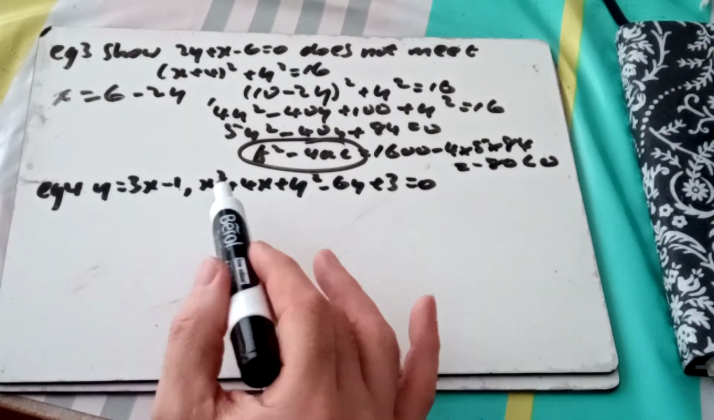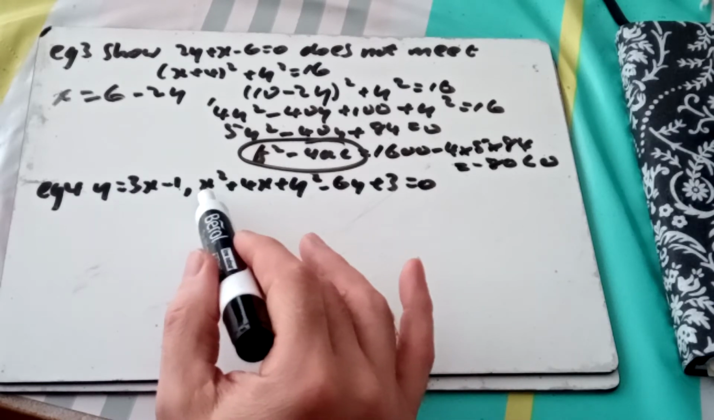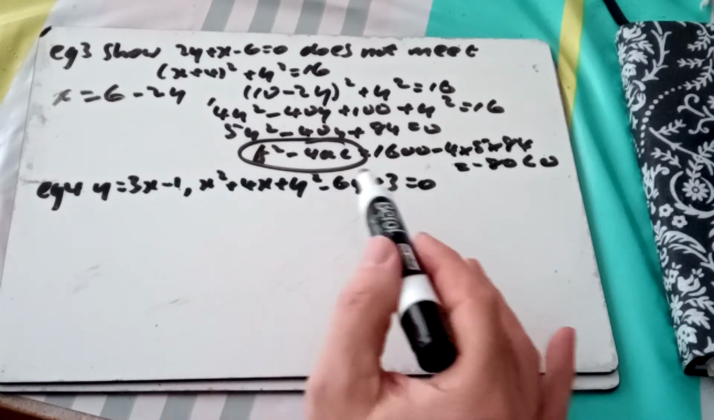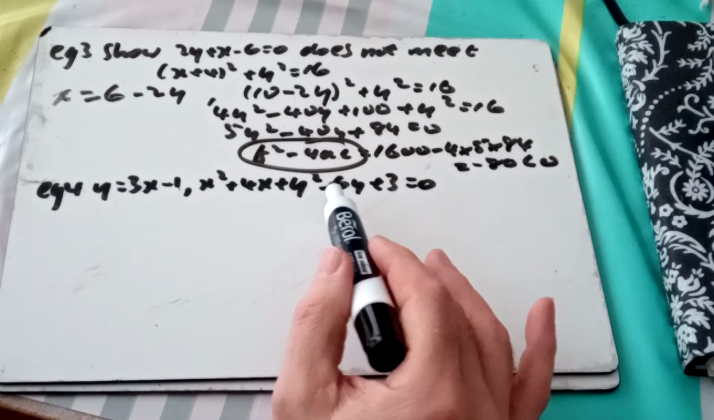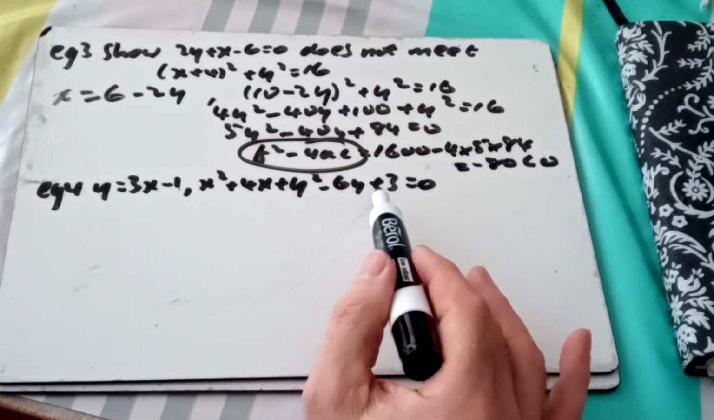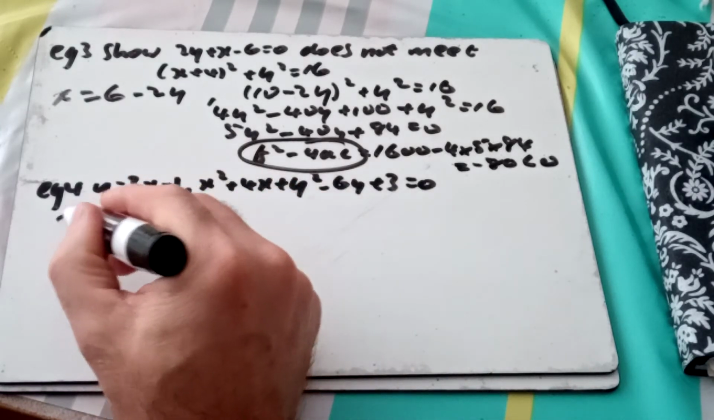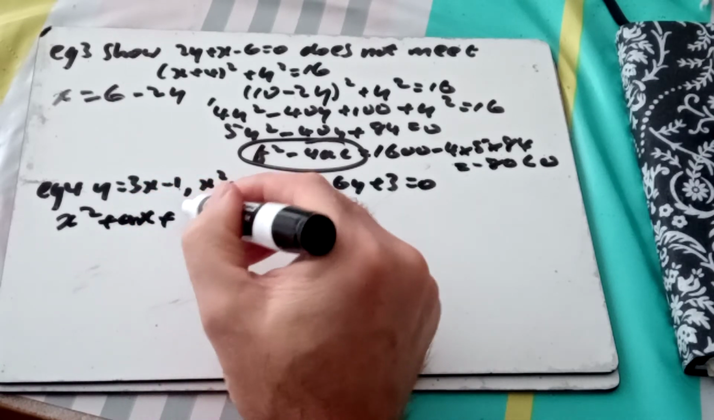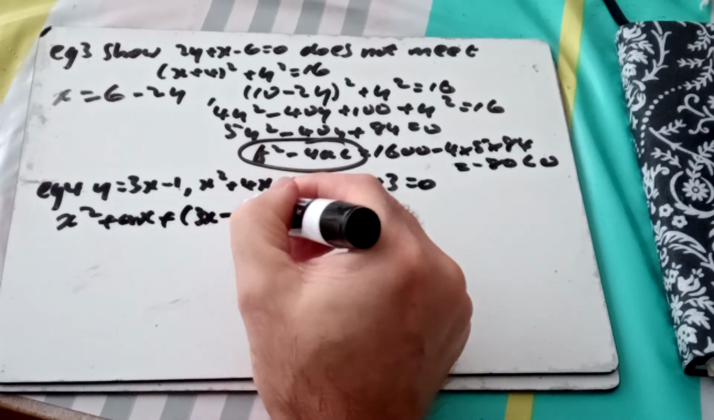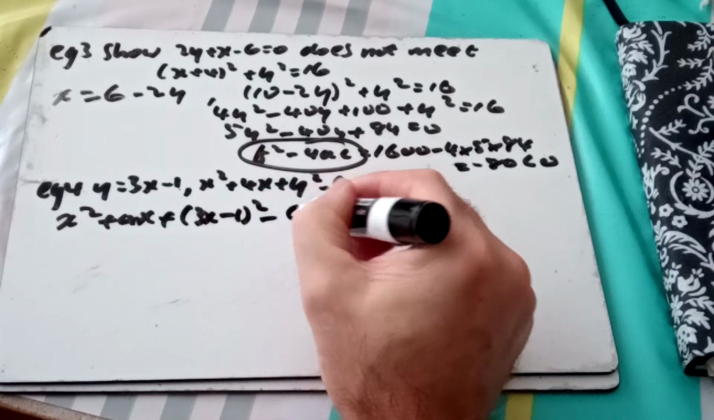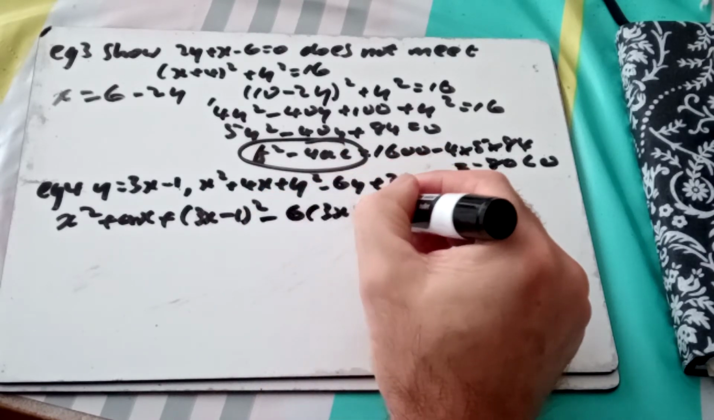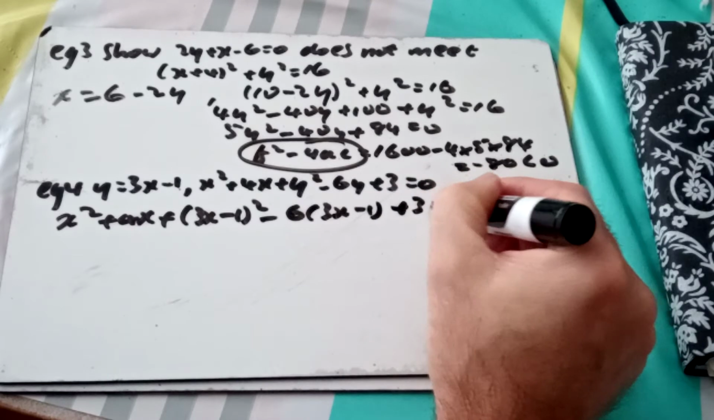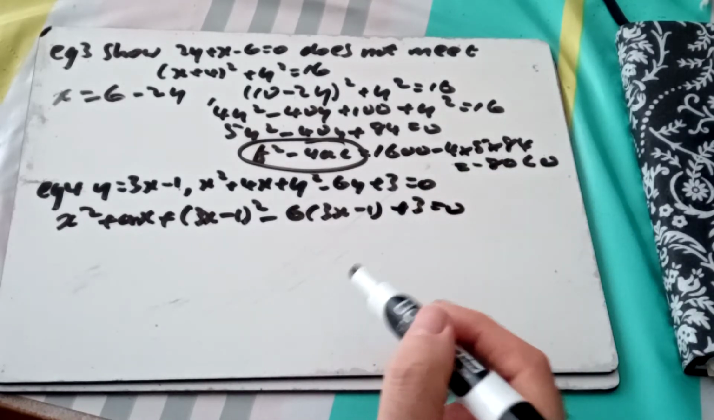Here's one then. Y equals 3x minus 1. I've got the equation of the circle, not with brackets, doesn't matter, and they've already done some tidying up for me. It just means I've got two places to substitute for y. So I've got x squared plus 4x plus (3x minus 1) all squared minus 6 bracket 3x minus 1 plus 3 equals 0. So there's plenty going on here.